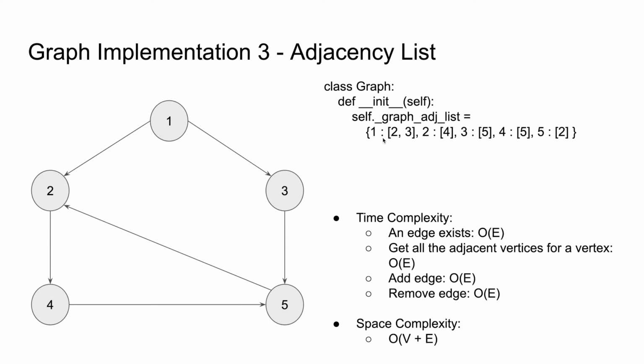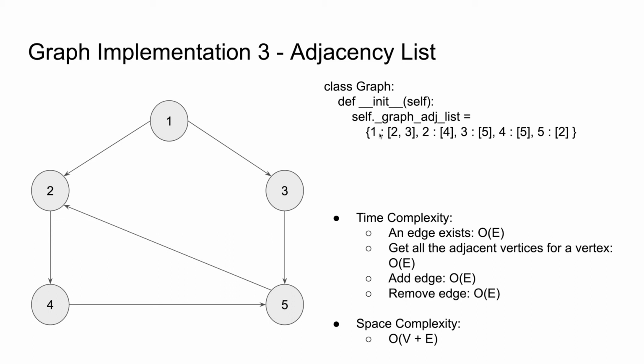So for example, 1 is connected with 2 and 3. So there is an edge from 1 to 2 and from 1 to 3. So that's the reason we can see the value contains a Python list that has 2 and 3 in it. So this is the way of representing a graph if you use an adjacency list.